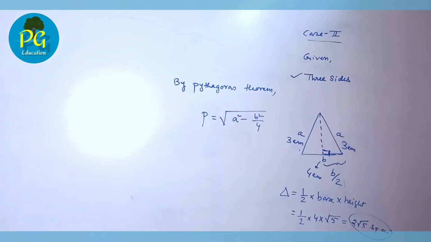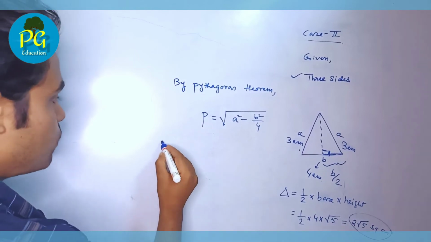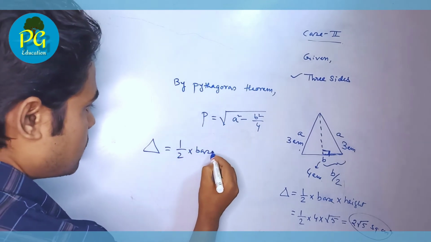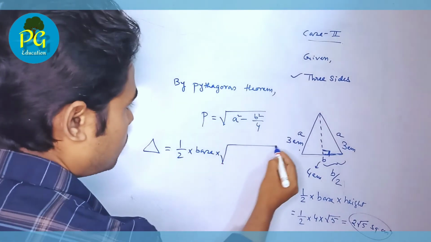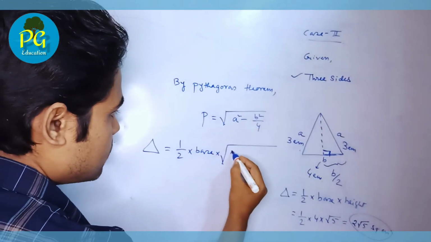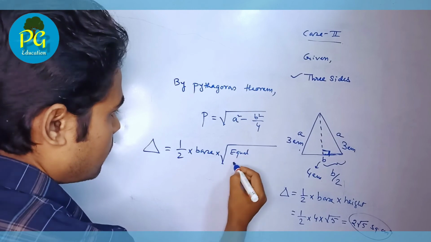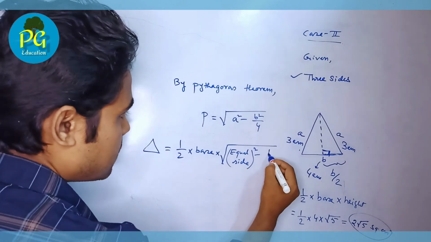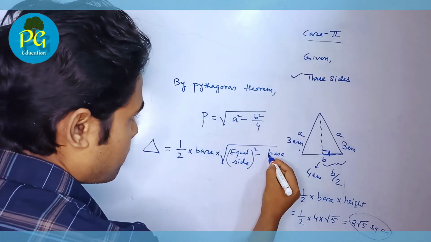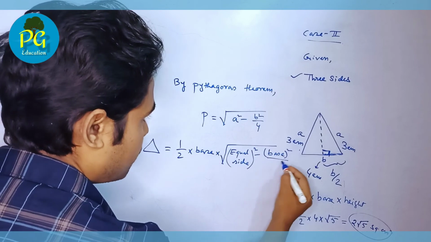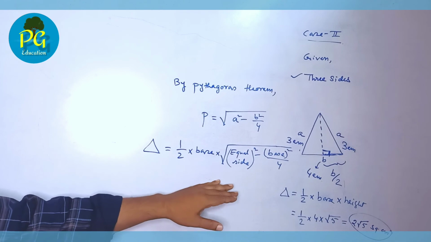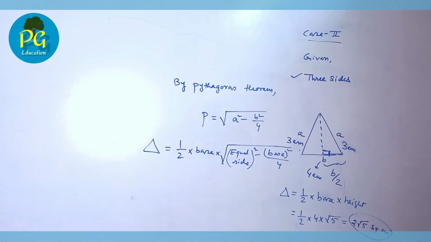During examination, the most important aspect is time. So, to save your time, you can use this formula. Area equal to half into base into under root A square minus B square by 4. A means side, so this is equal side square, minus B means base, so base square by 4. So this is the formula to find out the area of any isosceles triangle.